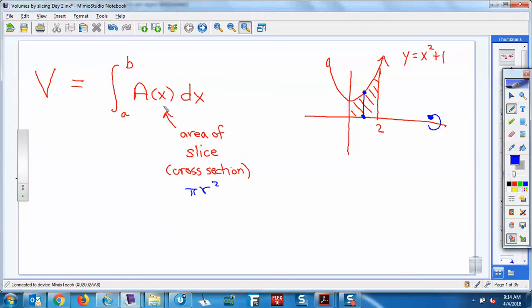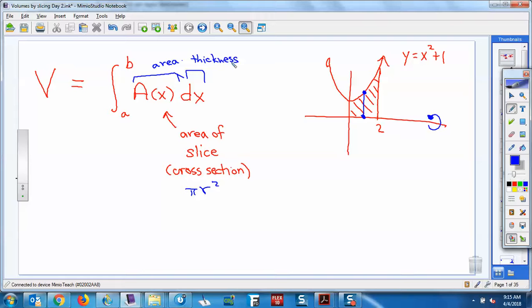Now again, let's look at this formula. Why does this give us volume? Because this is area times thickness. Area times thickness, right? The dx is the thickness or the width. You take area times thickness, that gives you volume, right? It's going to be like centimeters squared times centimeters. That's going to be centimeters cubed.